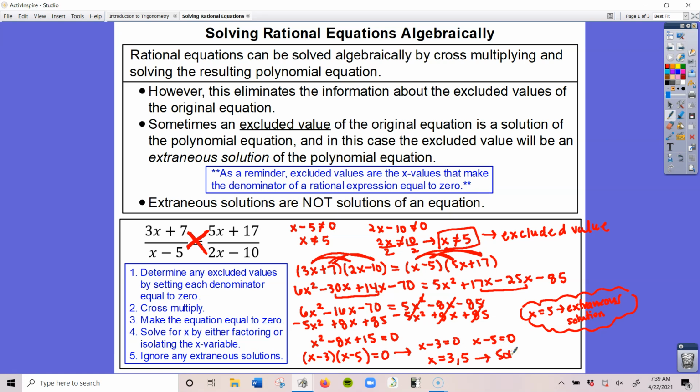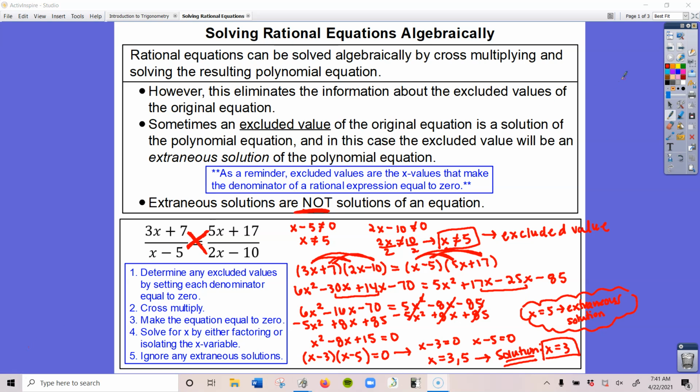My solution would be x is equal to 3. So that's the difference between an actual solution and the extraneous solution. And I put it here, extraneous solutions are not solutions of an equation. Extraneous kind of sounds like extra. It's kind of like an extra solution that you get that does not actually work.